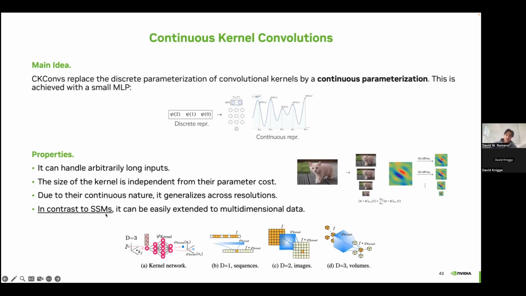And another property, which is very important, is that in contrast to SSMs, which are purely sequential models, and actually only causal sequential models, they cannot really look into the future by default. In contrast to that, this parameterization can be easily extended to multidimensional data. So you can easily go to 2D or 3D, or you can look into the future, and do this kind of bidirectional reasoning.